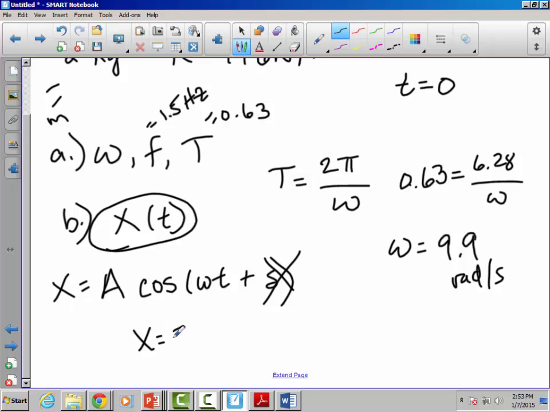So x equals 5 centimeters. We'll put this in centimeters so everyone knows it's centimeters. Cosine 9.9 times time. And that's our expression for the position of this oscillator.